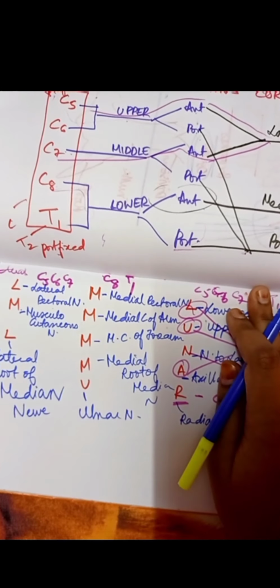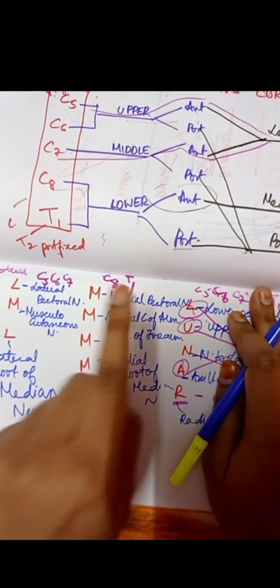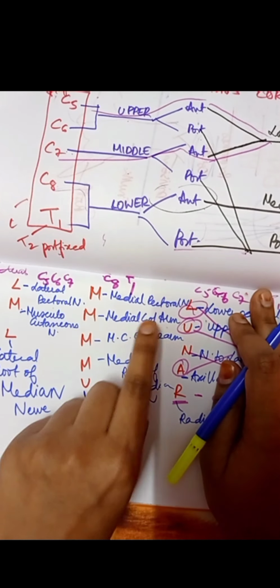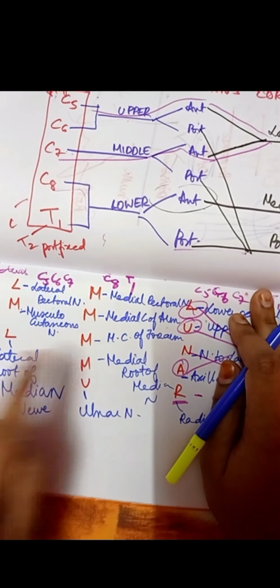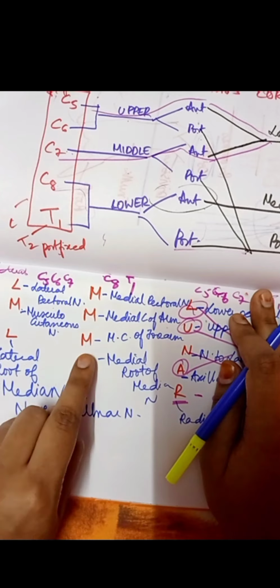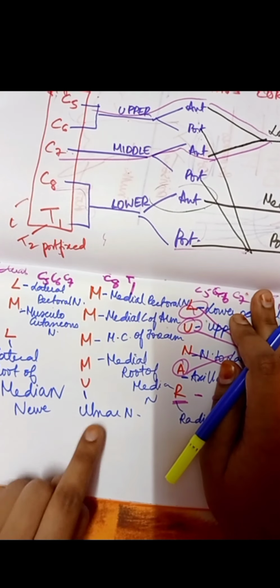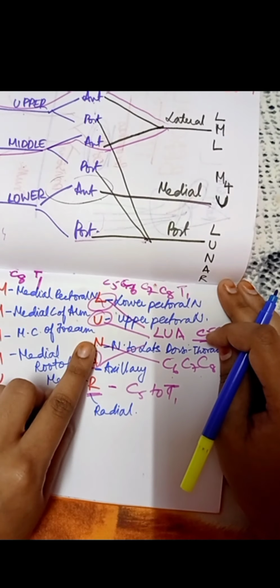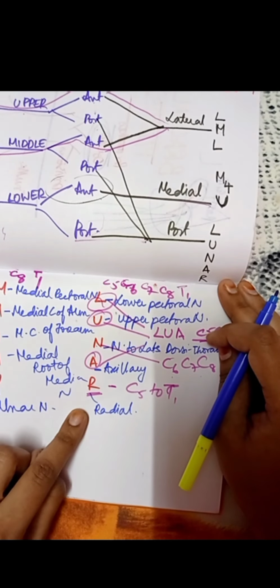Okay, got it, guys? Now again, quick recap. L for lateral pectoral nerve, same right here, medial pectoral nerve. M for musculocutaneous, M for medial cutaneous of arm, medial cutaneous of forearm. L lateral root of median nerve, medial root of median nerve. U is left, this is your ulnar nerve. Now ulnar, L lower pectoral, upper pectoral, nerve to latissimus dorsi, axillary nerve and radial nerve.